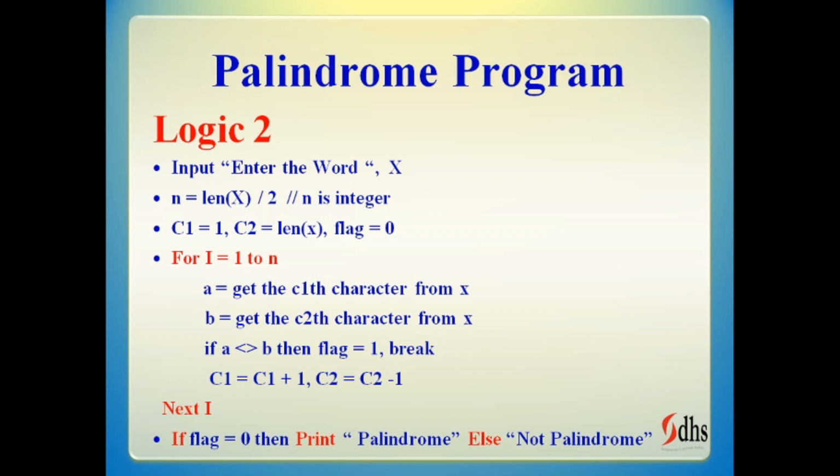And in the next loop it takes the second character and the fourth character. It is also equal, so the flag always retains 0. Out of the loop it will compare flag equal to 0, then it will print palindrome only. Okay, got it? This is the second logic.